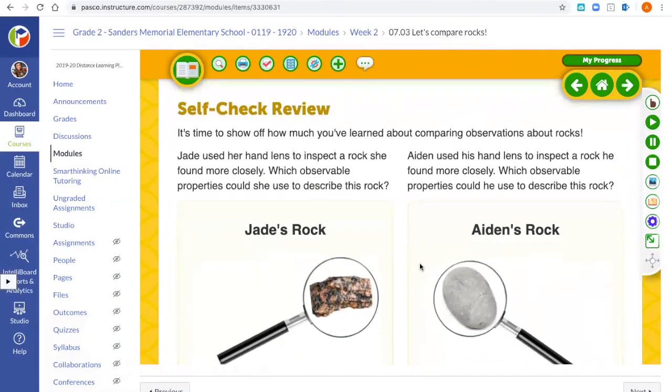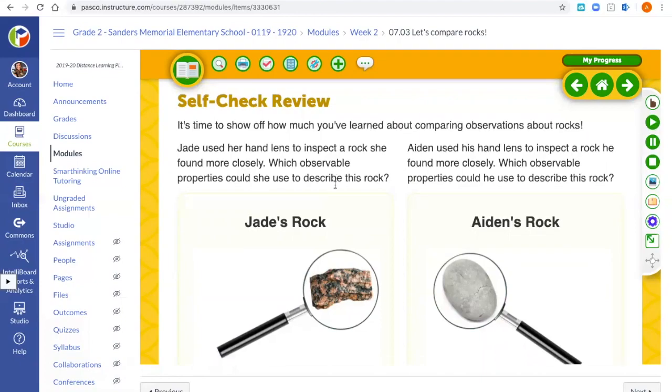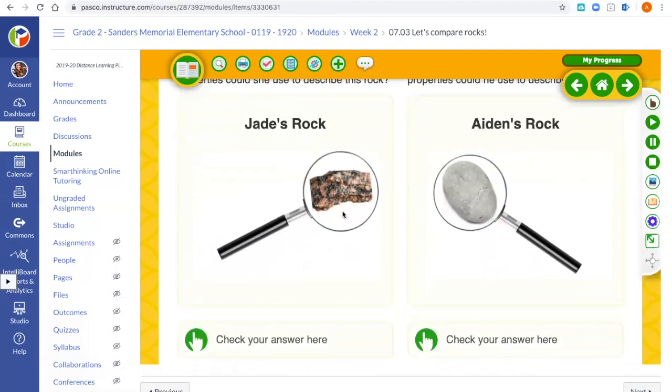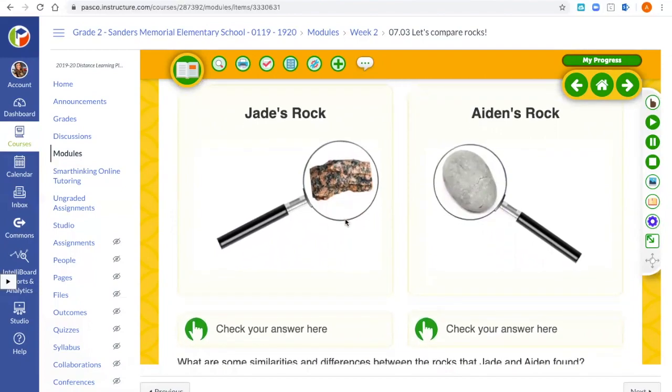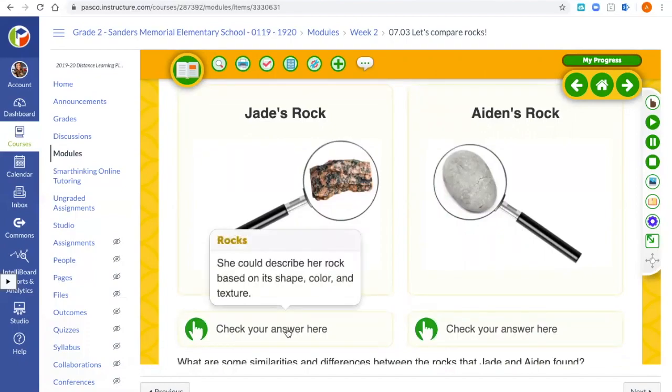Self-check review. It's time to show off how much you've learned about comparing observations about rocks. Jade used her hand lens to inspect a rock she found more closely. Which observable properties could she use to describe this rock? That's right. She could describe her rock based on its color, shape, and texture.